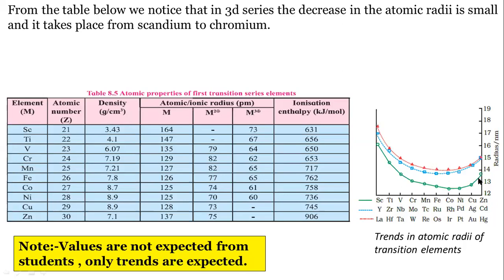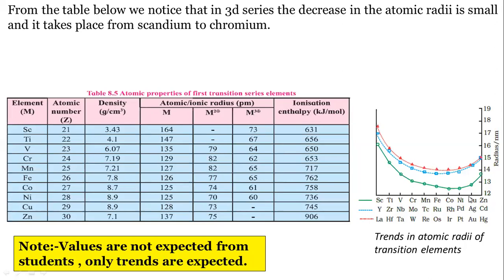And at the end, in case of zinc, there is an increase in atomic size. Zinc, cadmium, and Hg have 3d10, 4d10, and 5d10 configurations, which means pairing will be there. There is no unpaired electron. So due to this pairing, what will happen? The force of repulsion is more than the force of attraction.